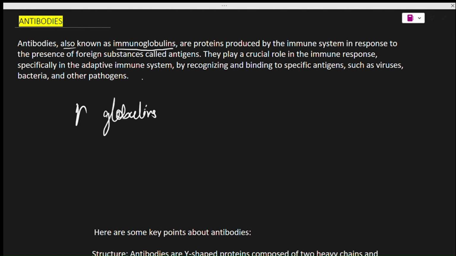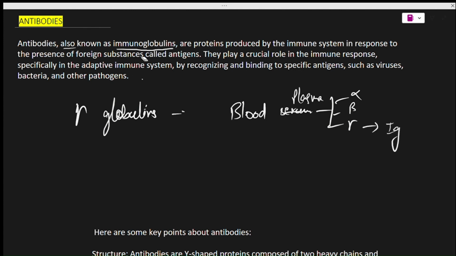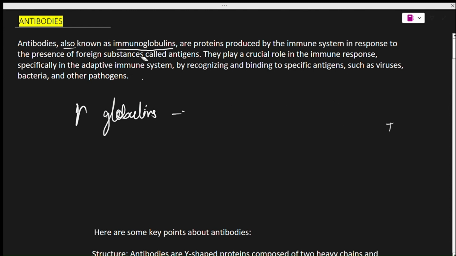Why are they also called gamma globulins? Because blood plasma has three types of proteins: alpha, beta and gamma. This gamma type of proteins are immunoglobulins, right? That is why these antibodies are also called gamma globulins.